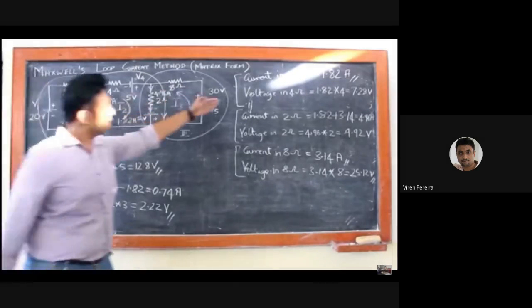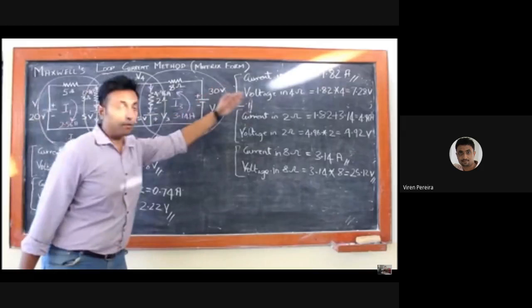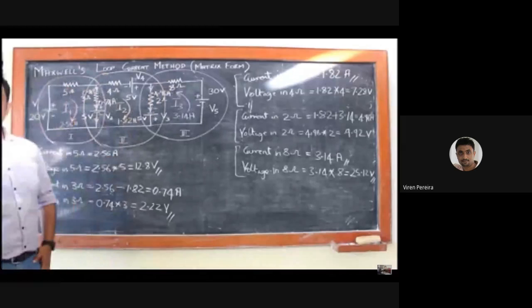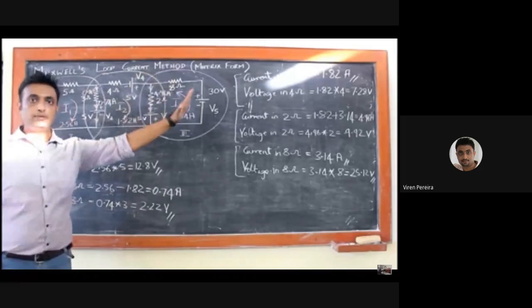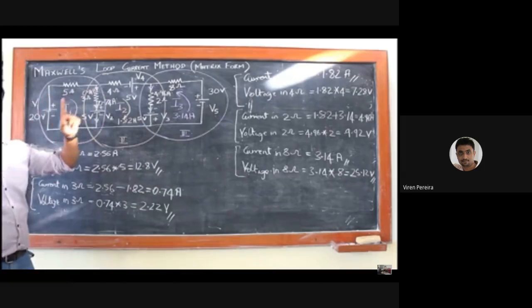I got all the current and voltage values in every resistor. So I have the 5 ohms, the 3 ohms, 4 ohms, 2 ohms and 8 ohms. In this way I can find out the current and voltage values in each and every resistor.